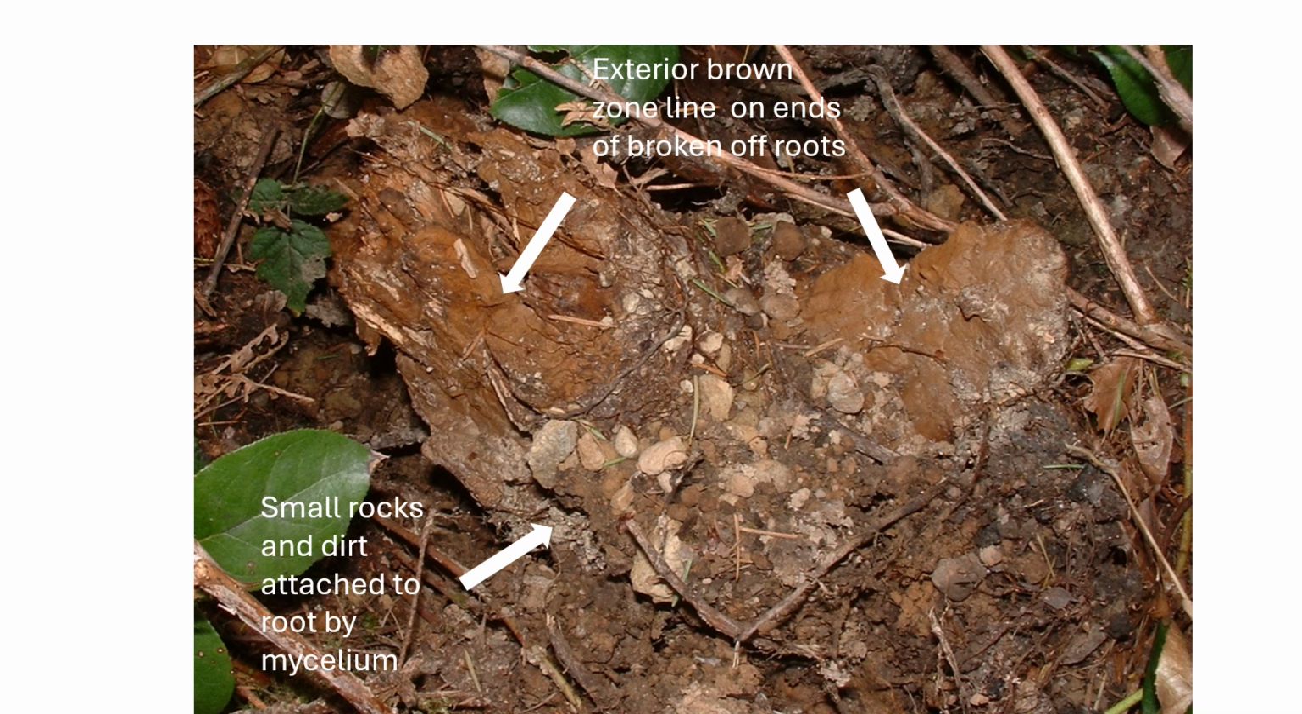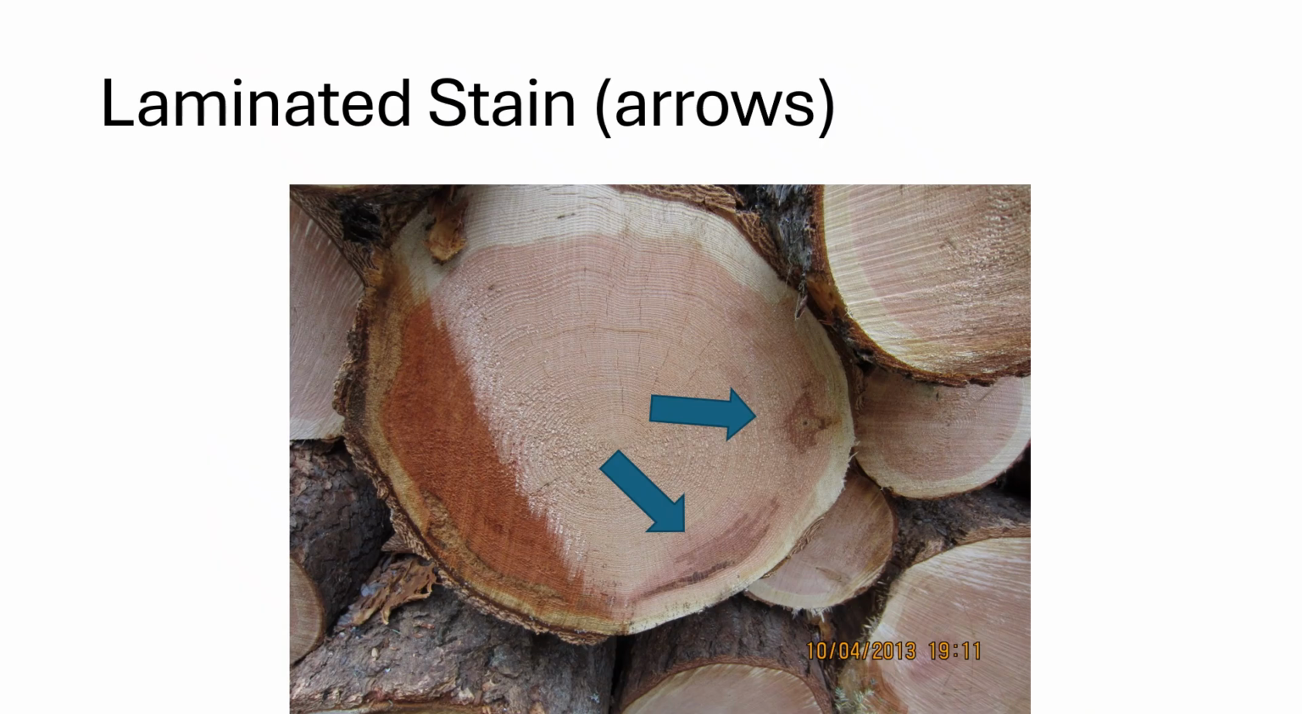You can also see in this picture, because the fungus is spreading along the outside of the root, it kind of acts as a glue, and you can see the rocks and dirt are stuck to the outer surface of this exposed root. The advanced decay of laminated root rot is preceded by a brownish purplish color stain. In this picture, you can see it on the butt ends of the logs in a log deck. The stain breaks down quickly when exposed to light, so you have to look just after harvest in order to see the stain.